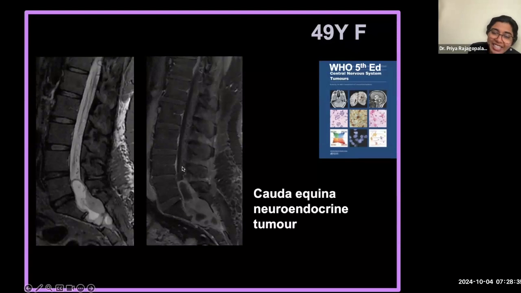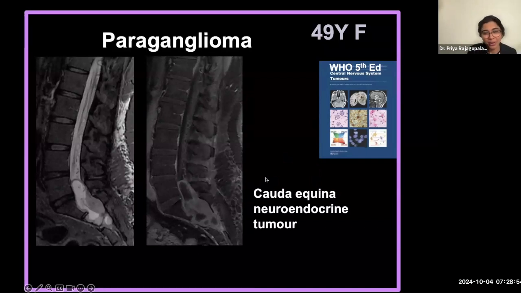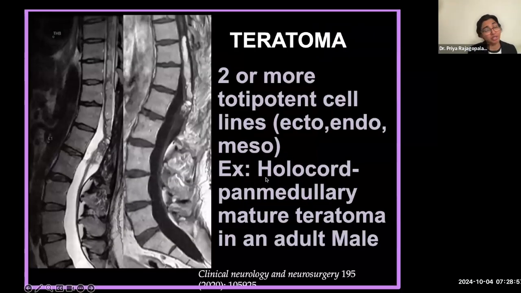But the key is to look at the vascularity associated with it. Like look at all the collaterals that come to supply this tumor. And according to the WHO Grade 5 classification, they have their own category within the paraspinal tumors. They're now called the cauda equina neuroendocrine tumor, previously called the paraganglioma. And then you can have teratomas, right? Basically, two or more lines of cells, totipotent cells from either ectoderm, endoderm, or mesoderm. They come to rest in these regions, and then they grow, right? That's a teratoma.